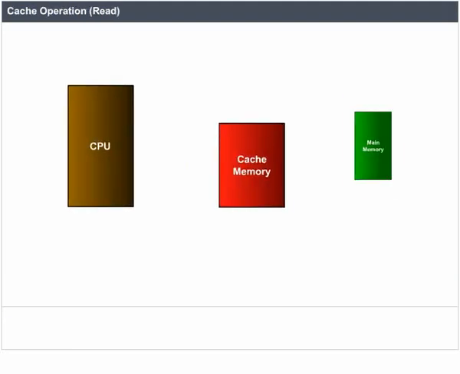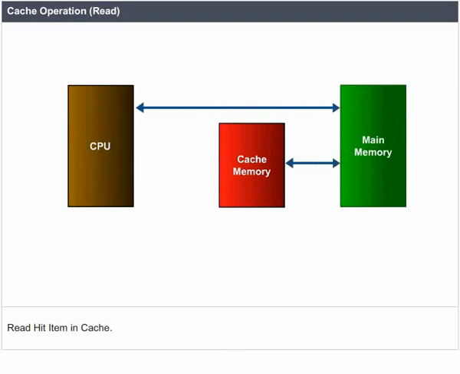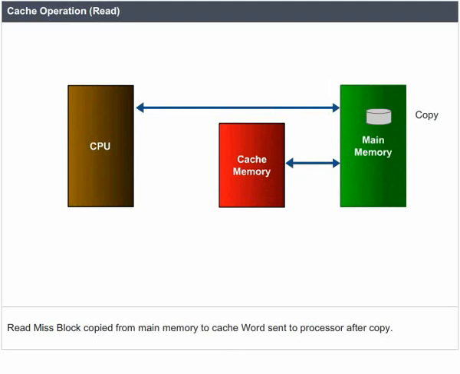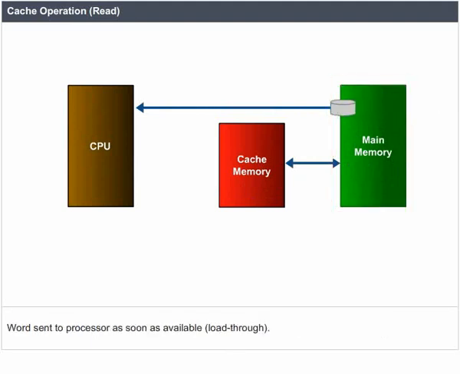Cache operation read. Read hit: item in cache. Read miss: block copied from main memory to cache. Word sent to processor after copy, or word sent to processor as soon as available.